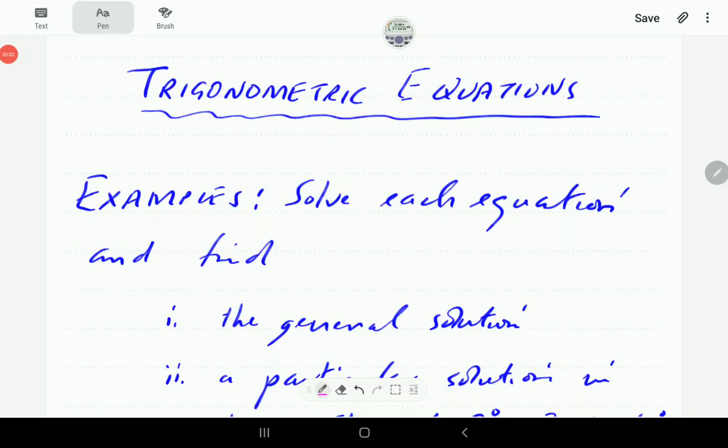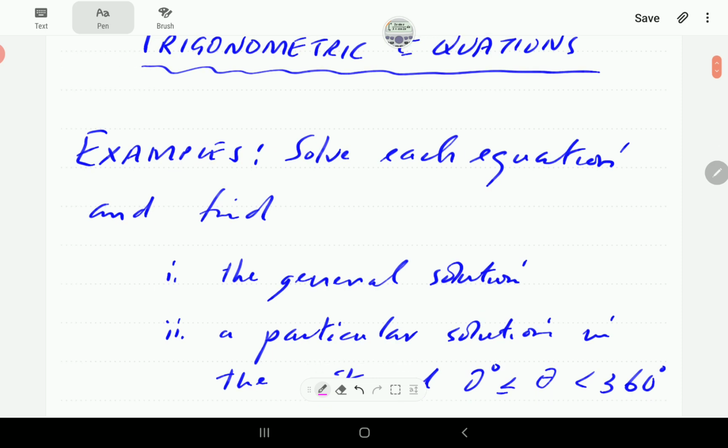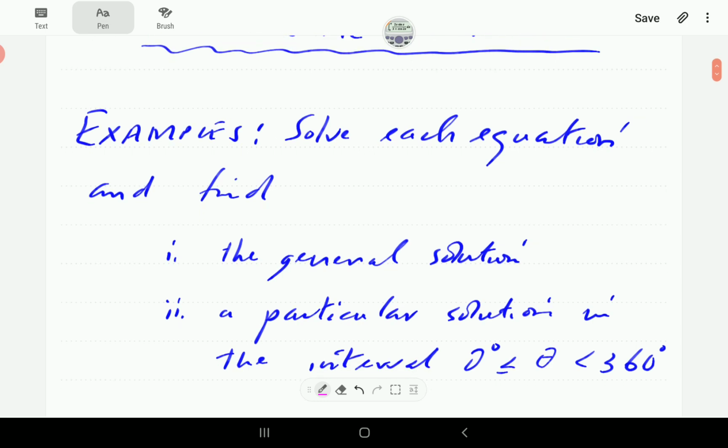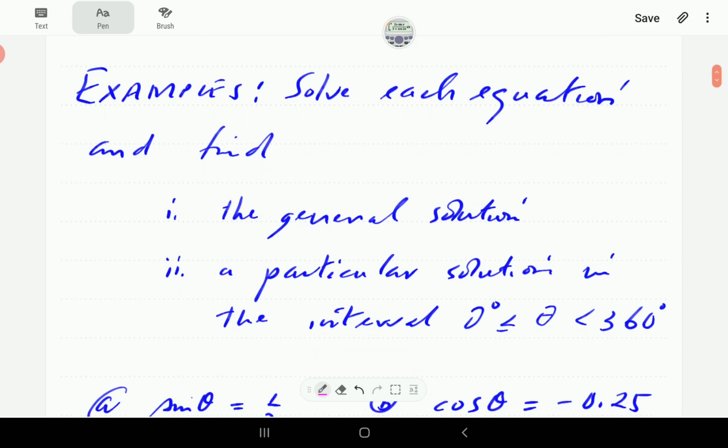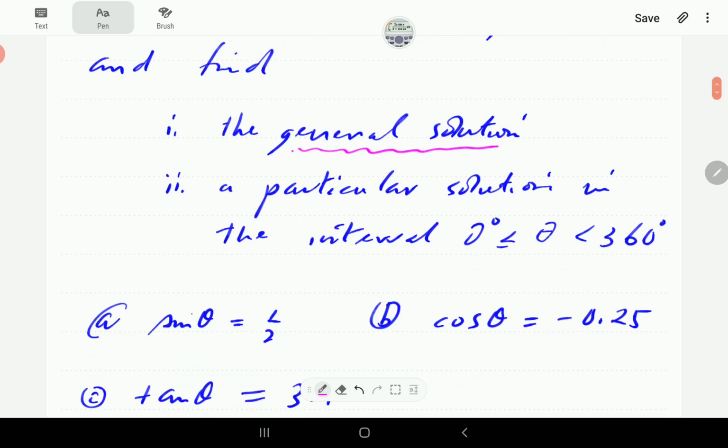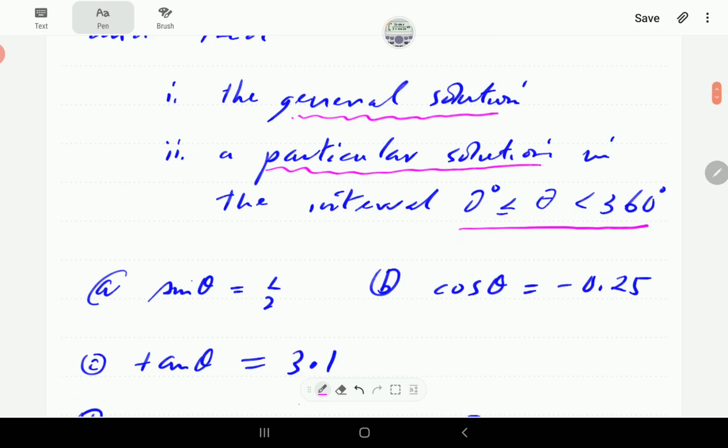Right, in this video we're going to talk about trigonometric equations. We are going to explain terminology and everything as we work through the examples. So in this set of examples we're going to solve each trigonometric equation. We're going to find first what is called the general solution. We'll explain what that means. Then we're going to find what is called a particular solution in this interval.